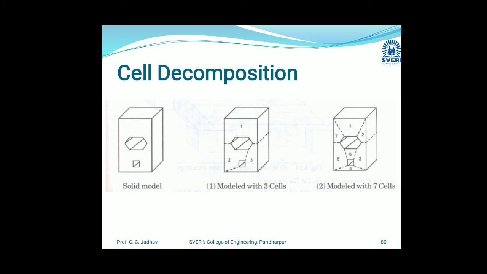The next point of solid modeling is cell decomposition. Now you can see the images. The first image is the solid model. The second is the model with 3 cells, containing 3 different cells, and the last is the model with 7 cells. We are creating different cells in a single model, and that will be helpful for further processing. So we are creating the decomposition of the cell. We are dividing the faces, we are dividing the edges, and we are giving numbering as in body representation, and that will be helpful for the further modeling process in solid modeling. That is called cell decomposition.